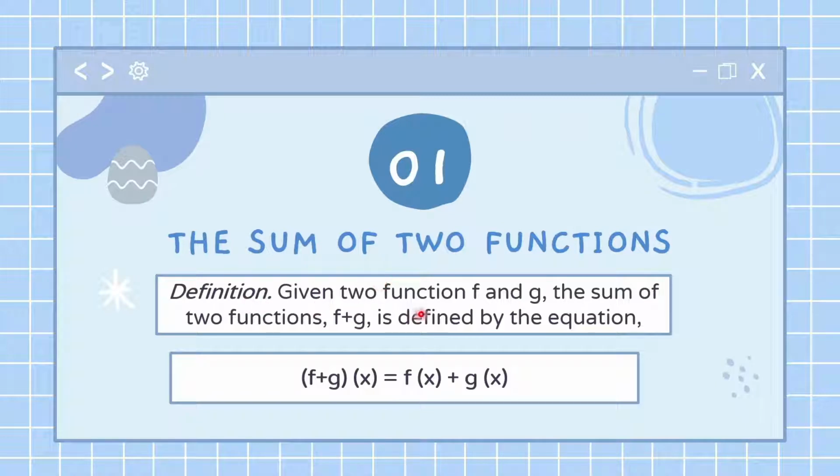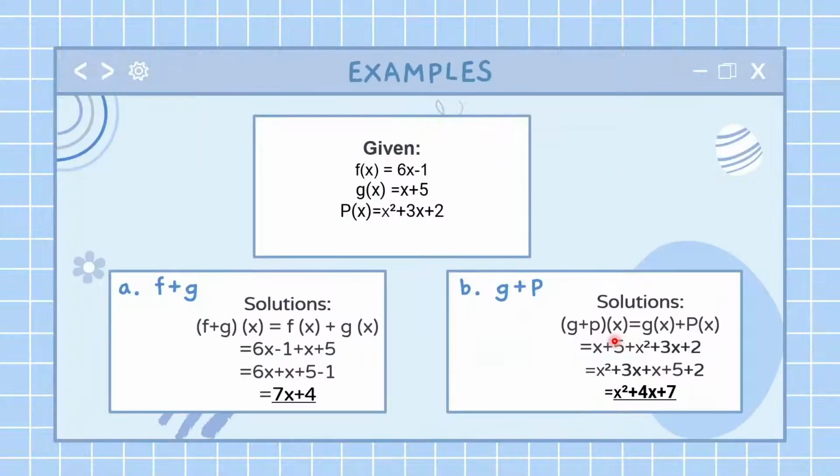We have here the definition. Given two functions f and g, the sum of two functions f plus g is defined by the equation f plus g of x is equal to f of x plus g of x. We have here some examples A and B. We also have here the given. So the given is f of x is equal to 6x minus 1. g of x is equal to x plus 5. p of x is equal to x squared plus 3x plus 2.